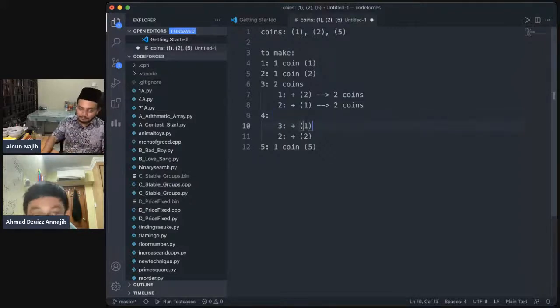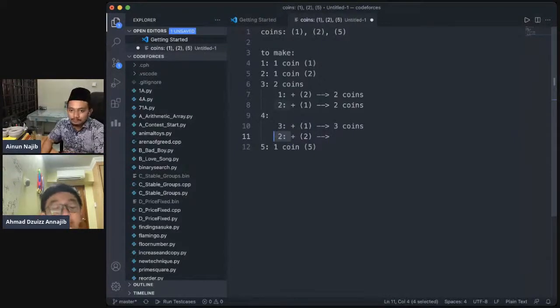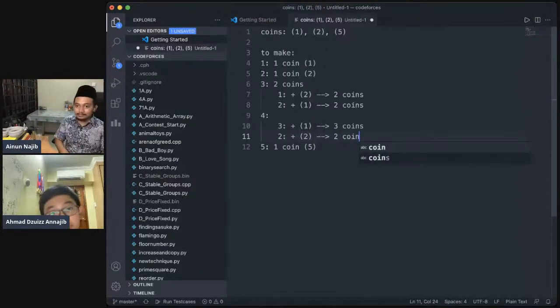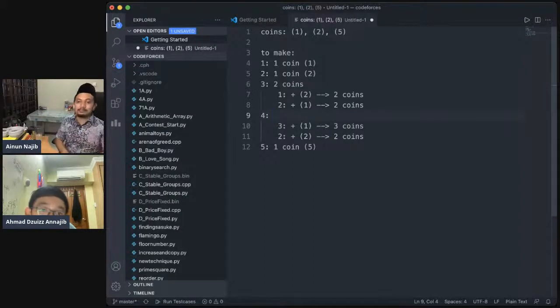Now how about number four? First one, how many coins? First one is three coins, because here three is two coins, and then you plus one coin one, so you need three coins. How about this option? What is two here? Two is one coin, plus one more coin two. That means this is the best option. So for four, the best option is two coins.